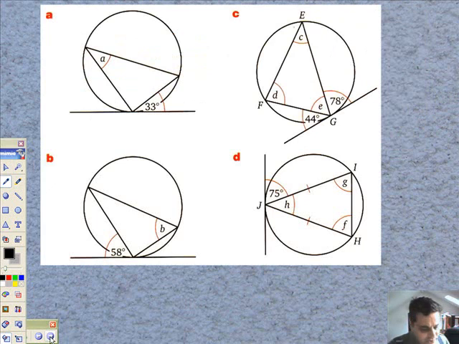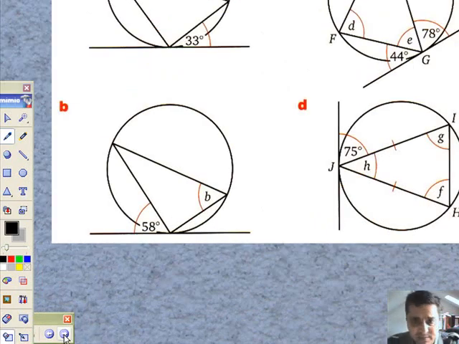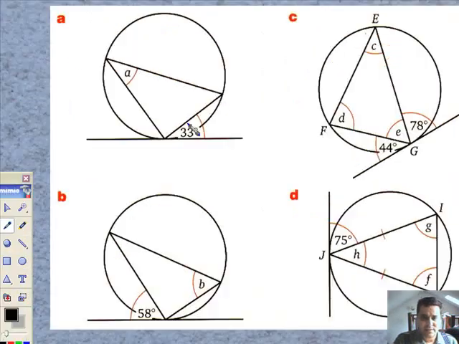Right, 4 questions. This is question 5. Claimed to be grade A. Well, it is. Look, 33. Tangent. This segment is here. This is the alternate segment. All of this part here, and that's the alternate segment theorem applied. Angle A is 33 degrees.